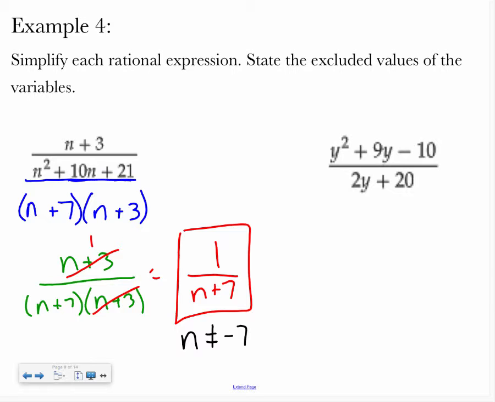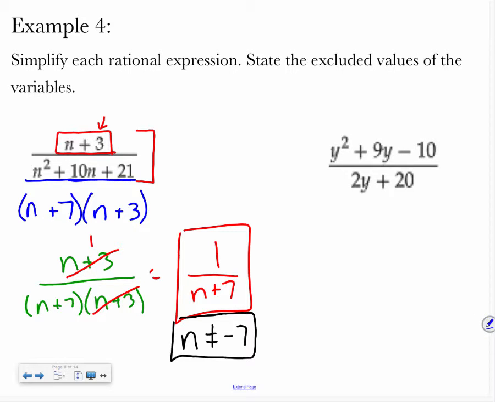Okay, so my excluded value is negative 7. One hint I'm going to give you guys: when you are doing problems that look like these, chances are, if you have something written alone like this, n plus 3, whether it's the top or the bottom, the other part that you have to factor is most likely going to have that as one of the factors, okay? So something to keep your eyes out for. Not always, but most of the time.